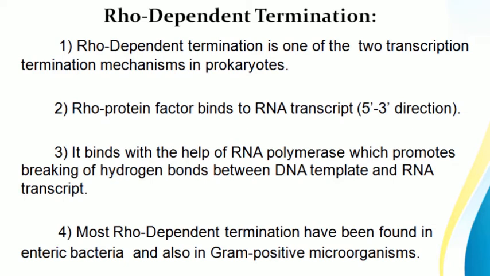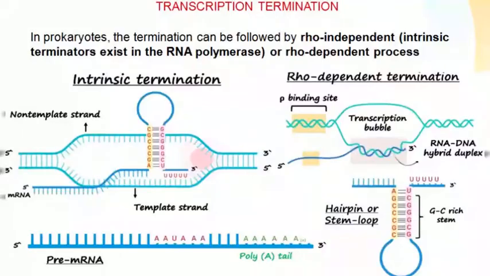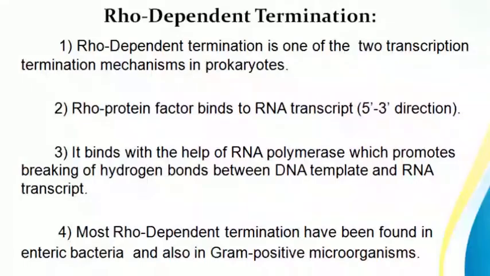Rho factor separates the DNA-RNA hybrid as it approaches the transcription bubble, releasing the transcript. When this takes place, it terminates the transcription process. Also, rho dependent terminators have been found in enteric bacteria and also in gram-positive microorganisms.